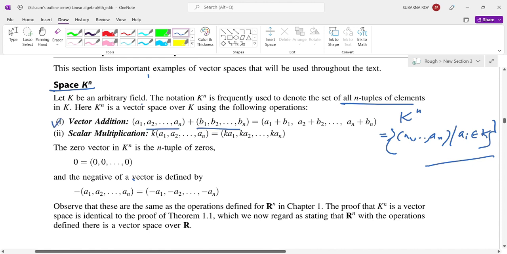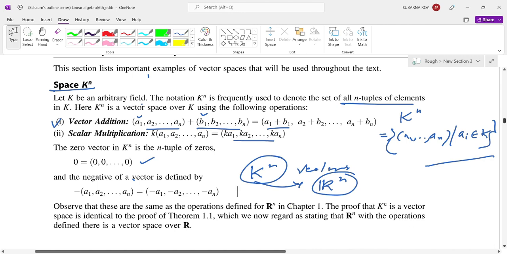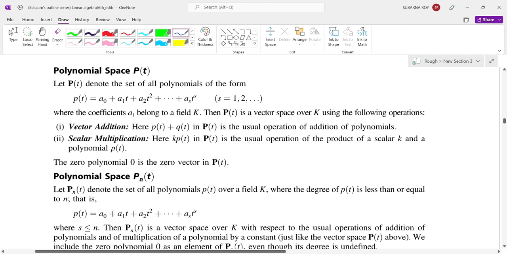The vector addition in this case looks like this. An n-tuple summed with an n-tuple, so it will sum a1 plus b1 in the first position, and similarly for the rest. For scalar multiplication, k multiplied with this, so k will be multiplied with each and every element in the n-tuple. Here the zero element will be the zero vector, the n-tuple of zeros, and the negative will be minus a1, minus a2, and so on. Therefore this Kn will be a vector space. So Kn can be compared with Rn. These are similar.